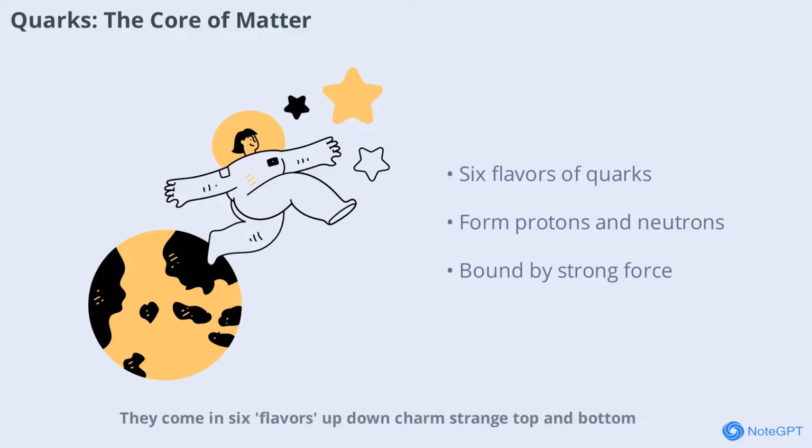Quarks are one of the two types of fundamental fermions in the Standard Model. They come in 6 flavors: up, down, charm, strange, top, and bottom. Quarks combine in various ways to form protons and neutrons, which are the components of atomic nuclei. What's fascinating is that quarks are never found alone in nature. They're always bound together by the strong force. This unique property makes them essential to the structure of matter as we know it.